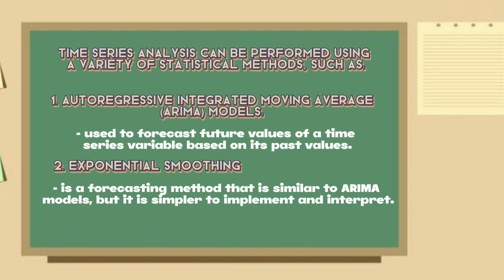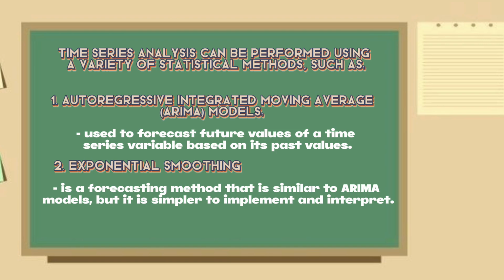Exponential smoothing is a forecasting method that is similar to ARIMA models, but is simpler to implement and interpret. Imagine you're trying to predict the number of people who visit the library tomorrow. Instead of just taking the average of everyone who came in the past few days, exponential smoothing gives more importance to the most recent days. It's like saying, what happened yesterday is probably a better clue than what happened a week ago.